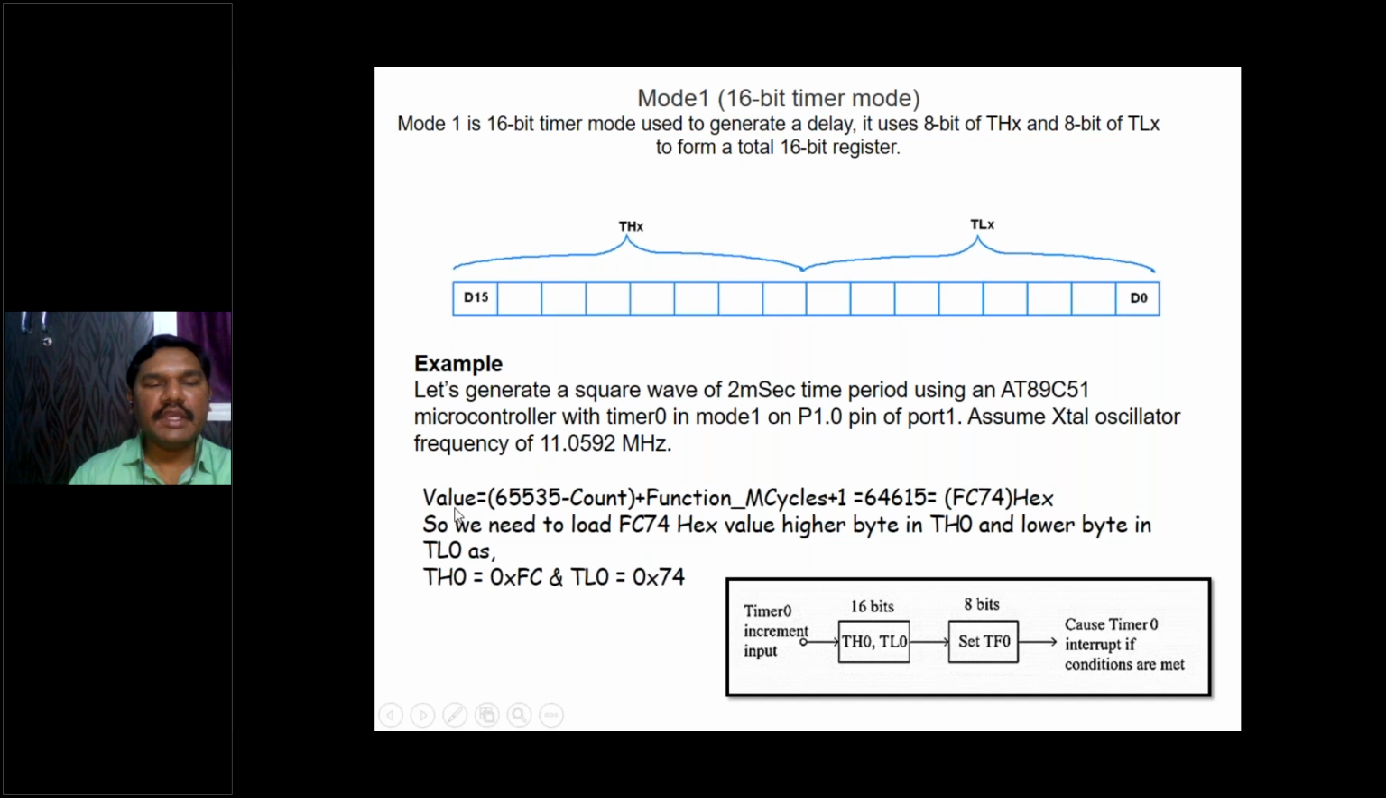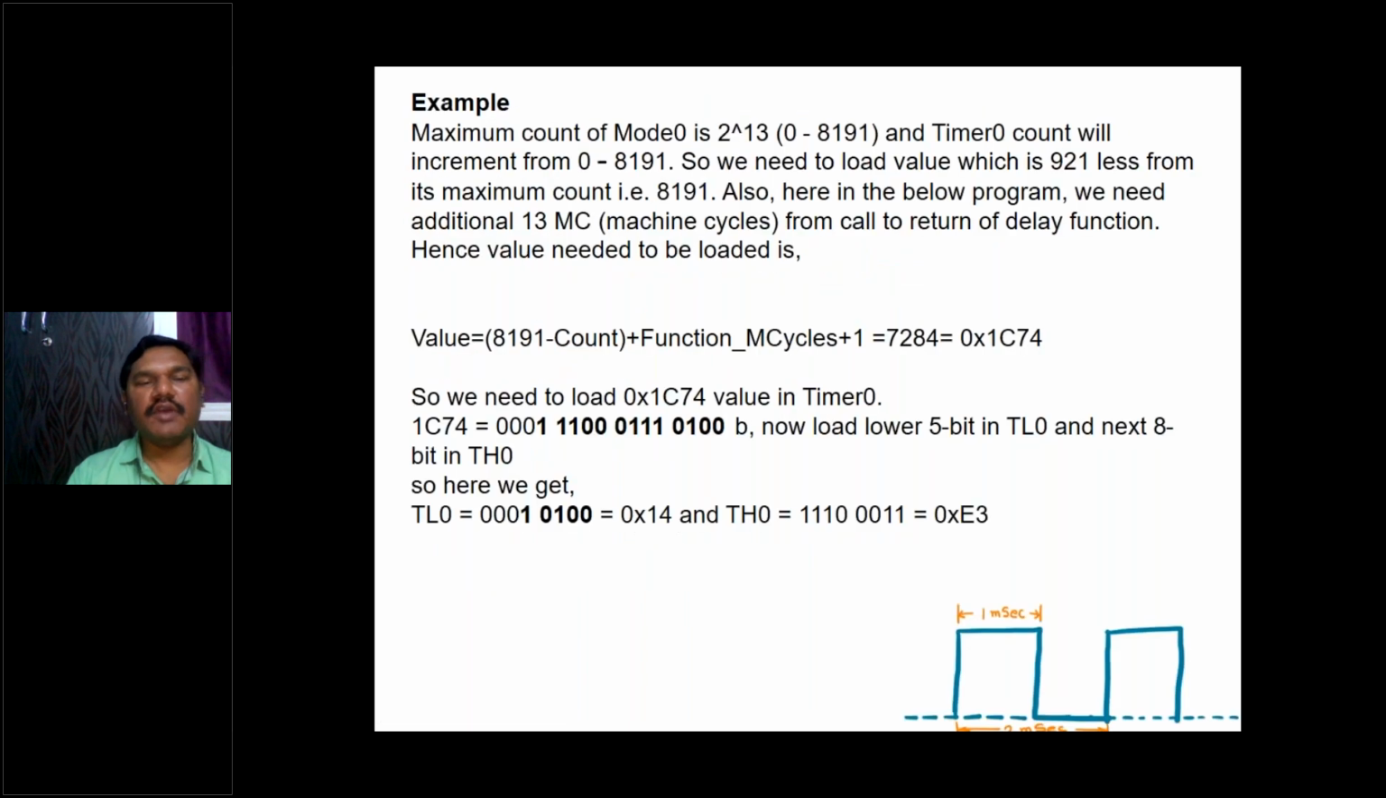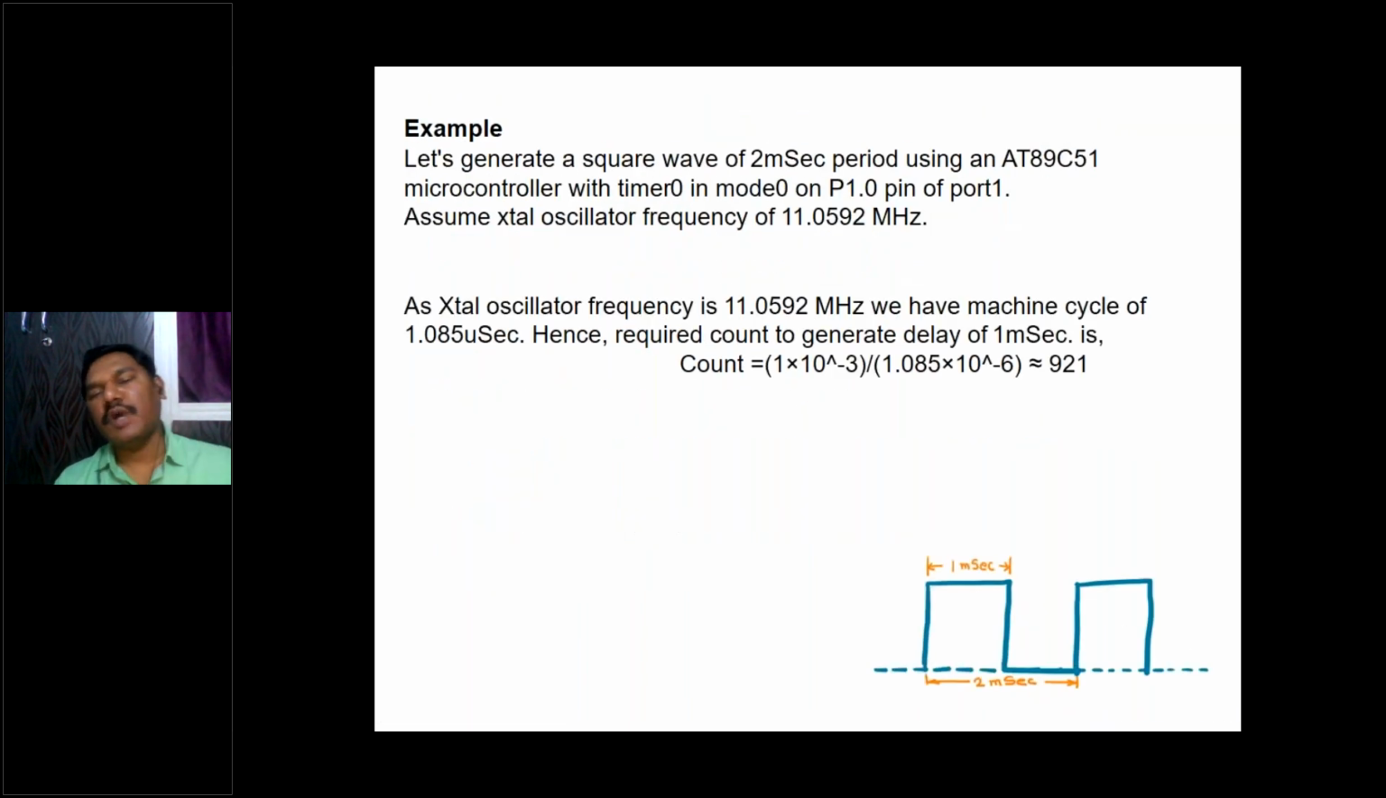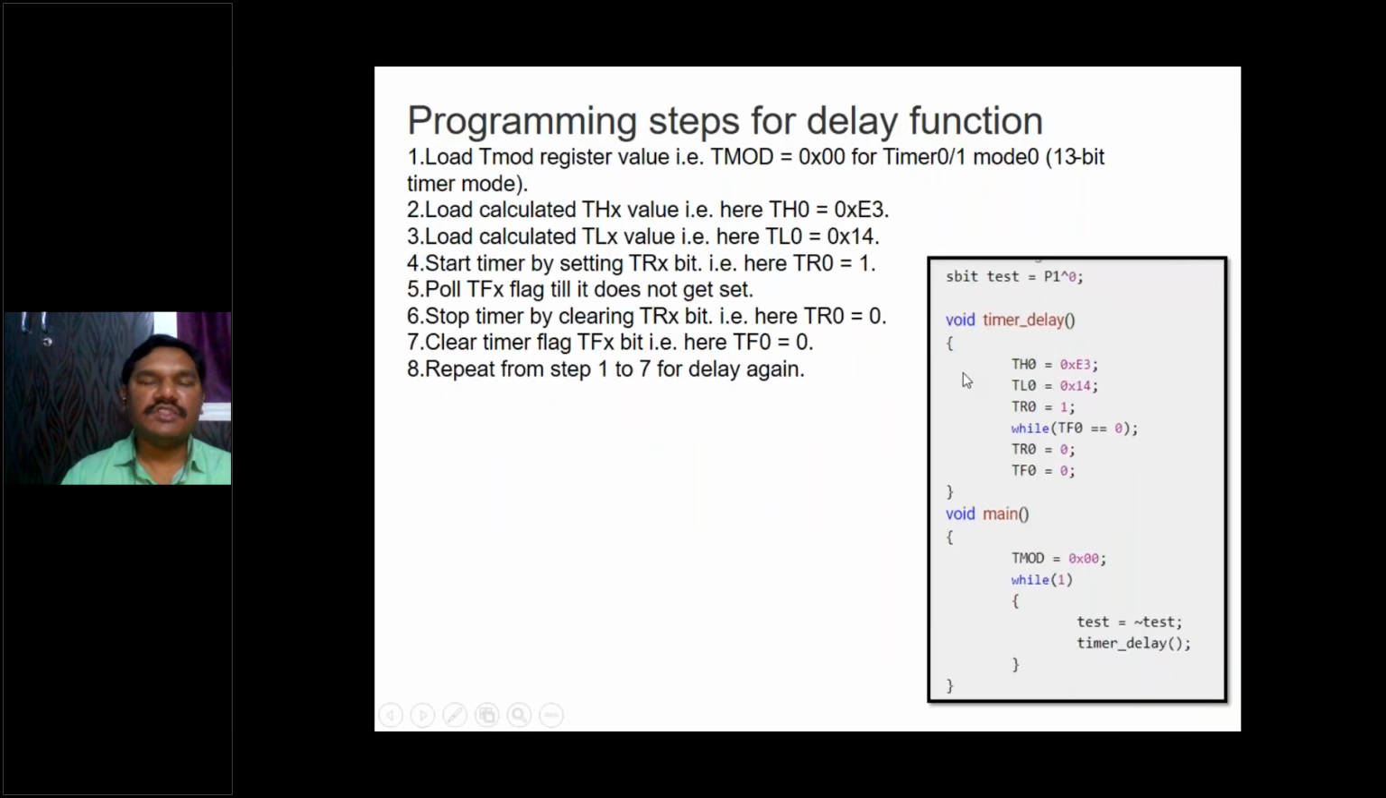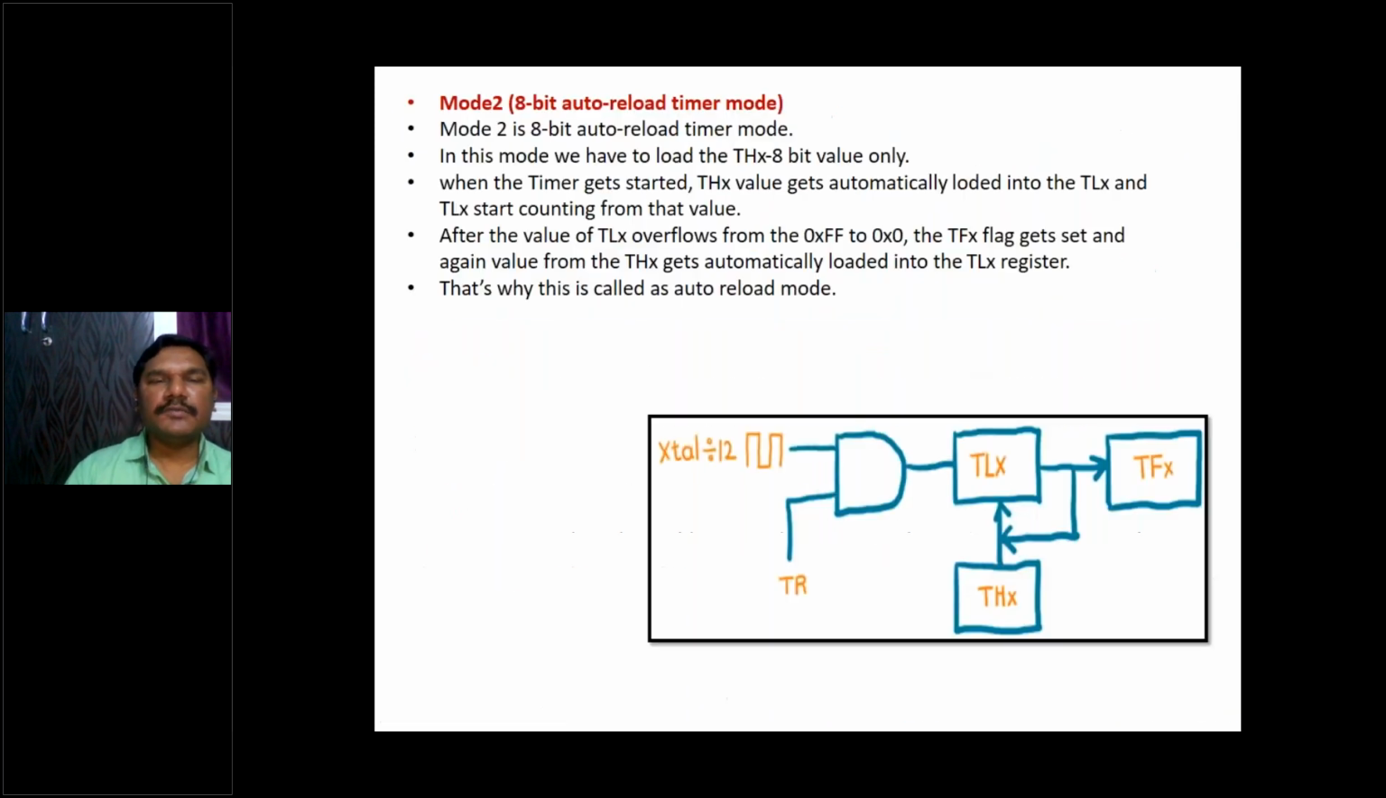First we will find the count value, and convert that count value to hexadecimal. Here it is equal to 65,535, which is 2 power 16 minus the count value. How do we calculate the count value? Here I have given count value is equal to 1 into 10 power minus 3 by oscillator frequency. That is the same operation here.